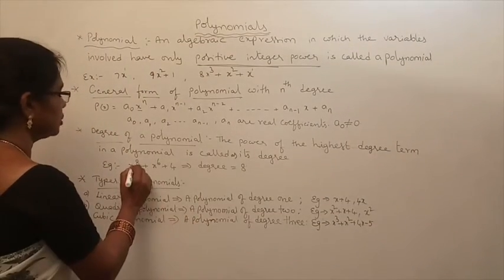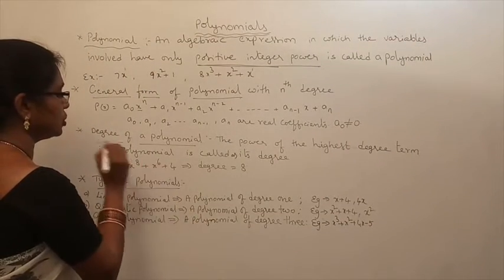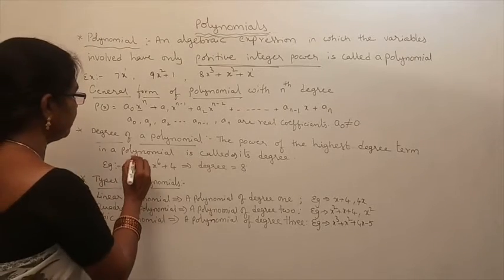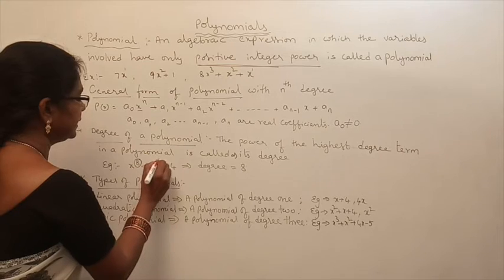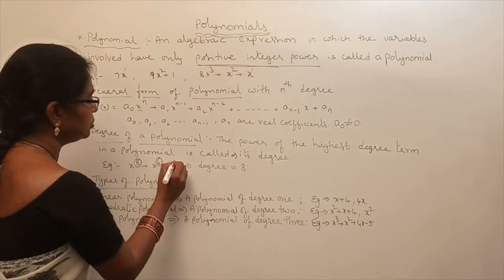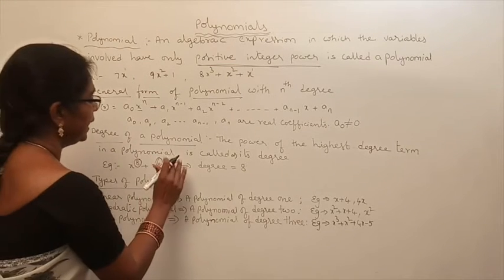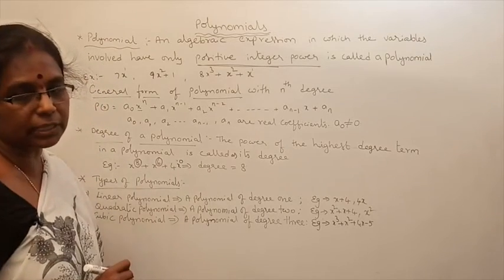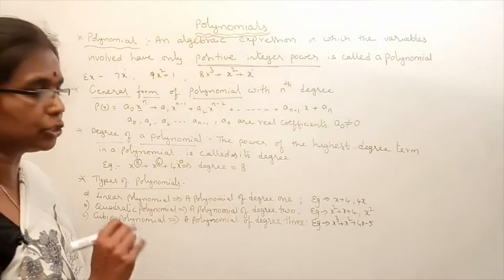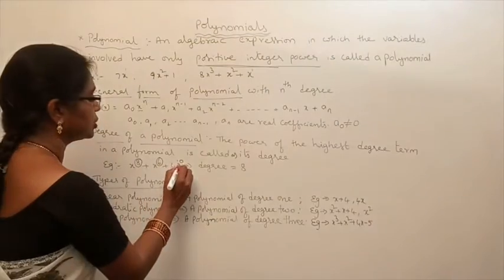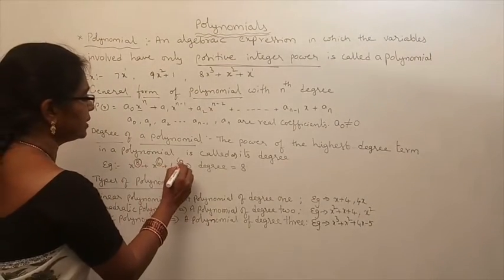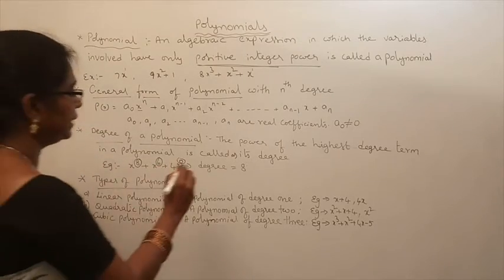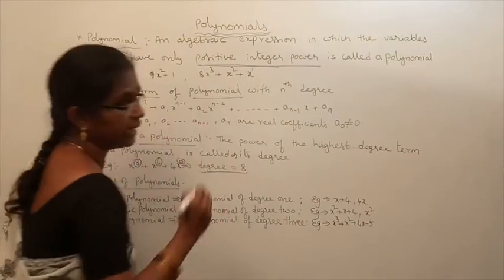Example: x to the power of 8, plus x to the power of 6, plus 4. Here 3 terms are there. What is the first term's power? 8. Second term, 6. Third term, 0, because constant means 4 into x to the power of 0, a constant into x to the power of 0. So the power is 0. Among these 3 powers, what is the highest power? 8. Then we can say the degree is 8.